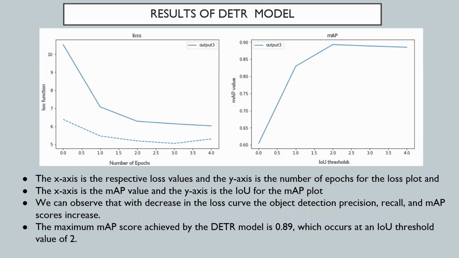For the results, we are plotting the loss and MAP scores. In the loss plot, the x-axis represents the loss value and the y-axis represents the number of epochs. In the MAP plot, the x-axis represents the MAP value and the y-axis represents the IOU scores. You can observe that with the decrease in the loss curve, there is an increase in MAP scores and precision. The maximum MAP score achieved by the DETR model is 0.89, which occurs at the IOU threshold of value 2.